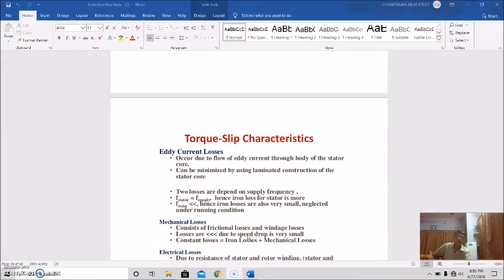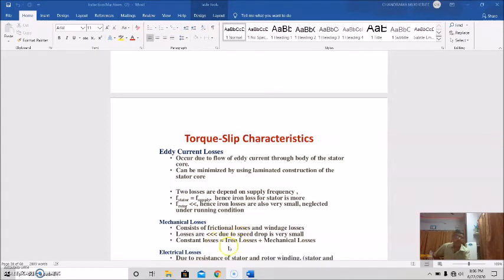So mechanical losses consist of frictional losses and windage losses. Frictional losses occur at the bearing, and windage losses are due to the air gap, the wind at the air gap portion. So the rotor has to overcome this air resistance.